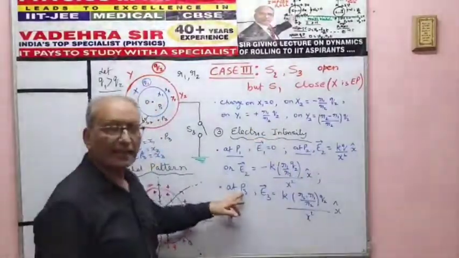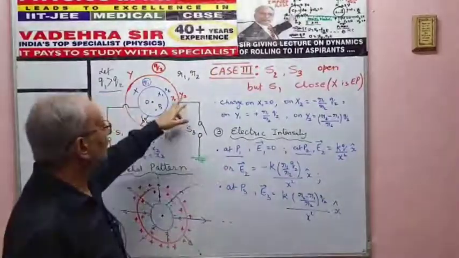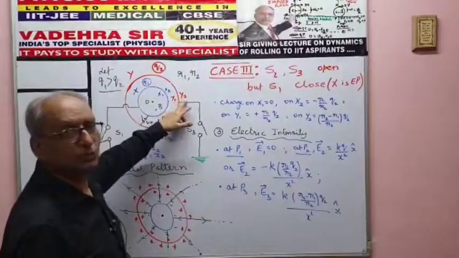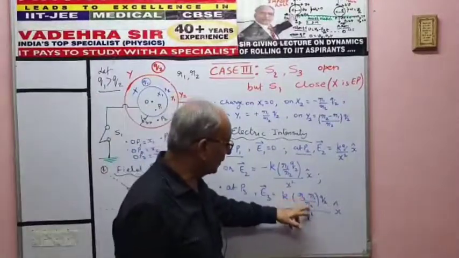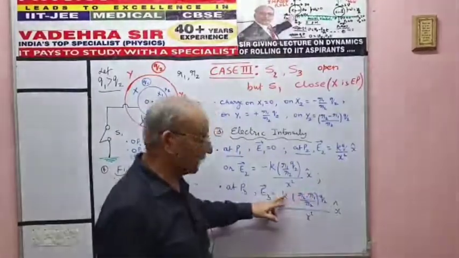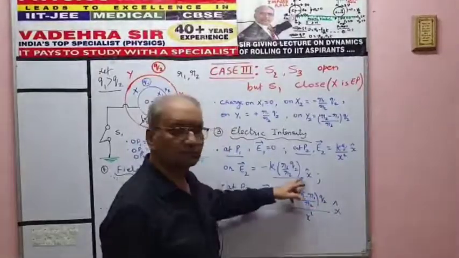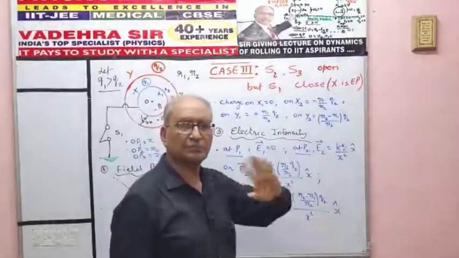At P3, I only have the contribution due to the charge on Y2, and the charge on Y2 is R2 minus R1 upon R2 into Q2. So k, charge on Y2 upon x square x cap. Okay.